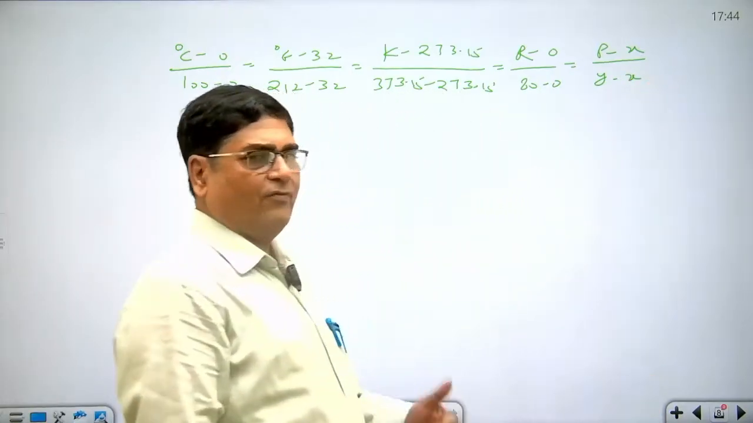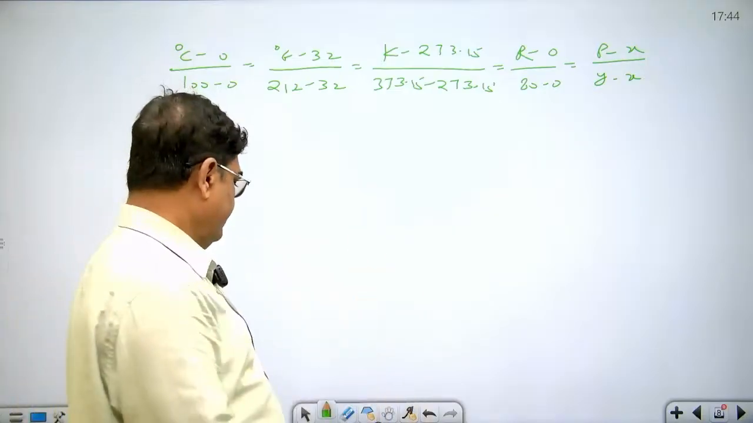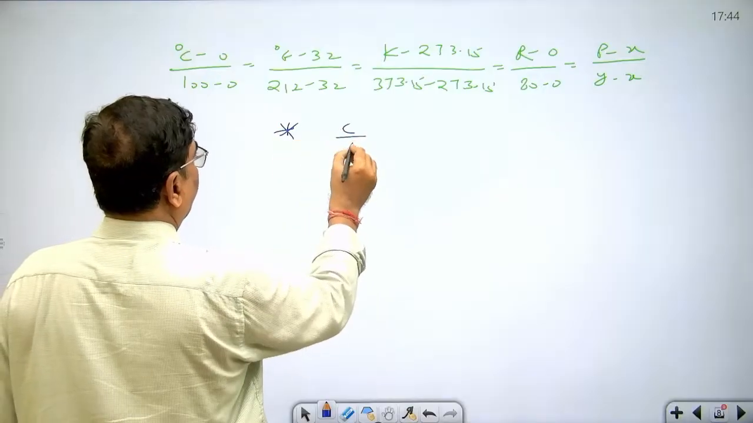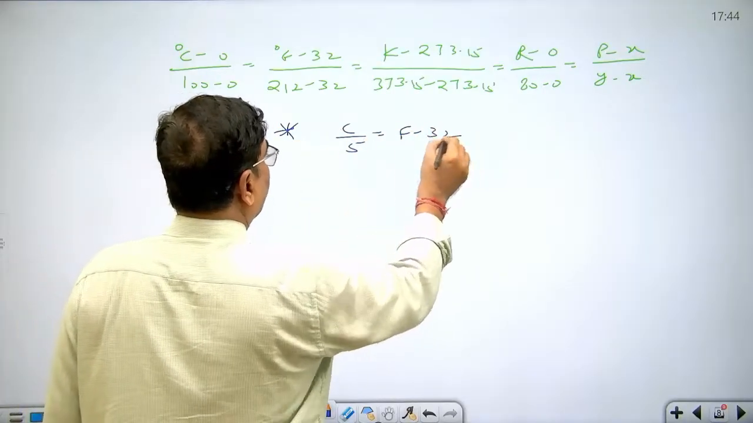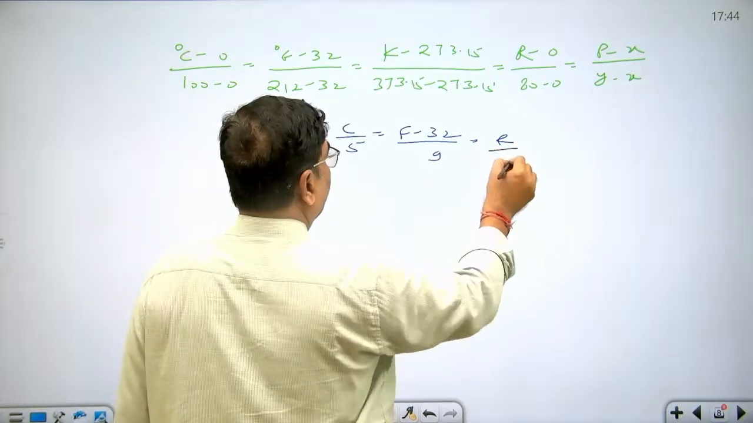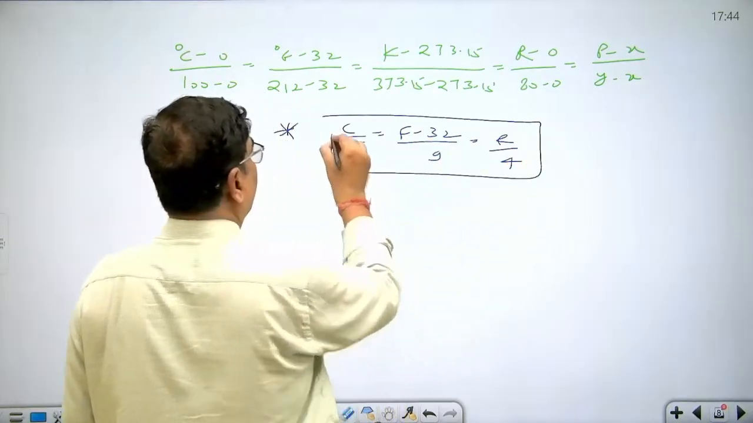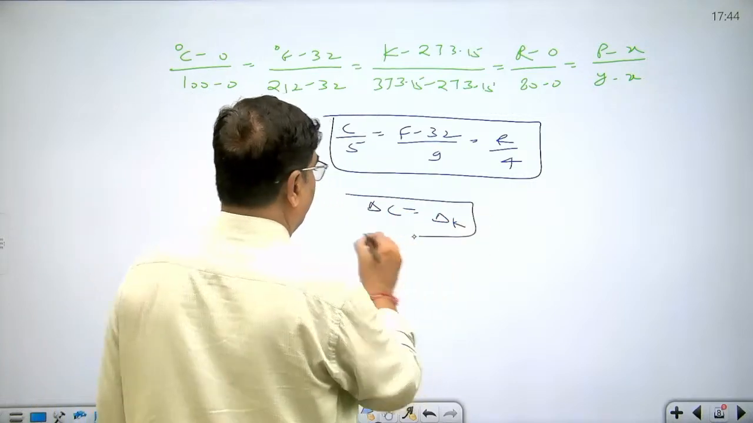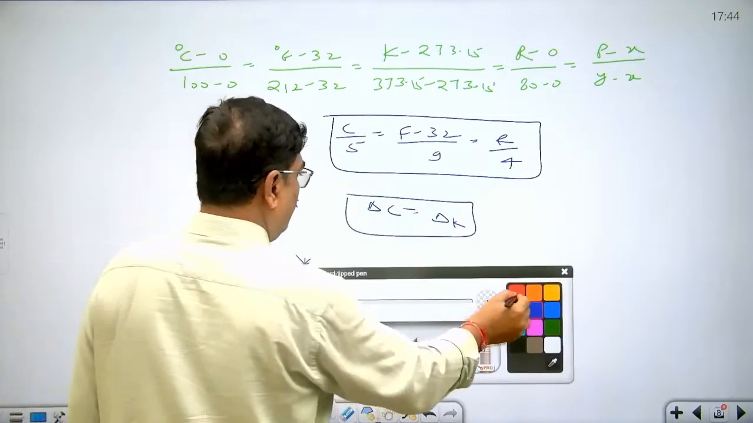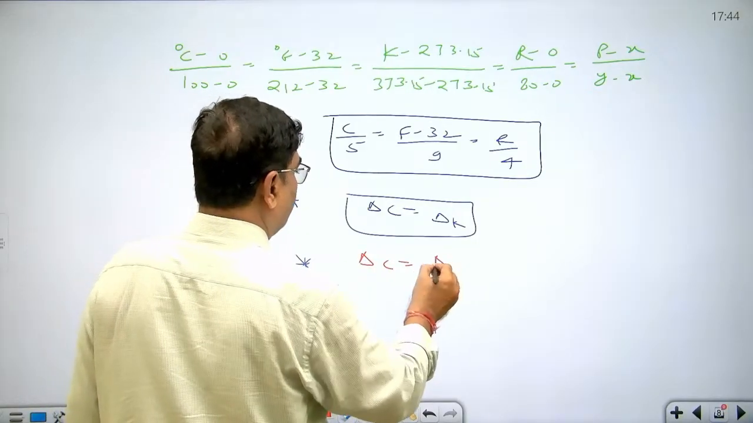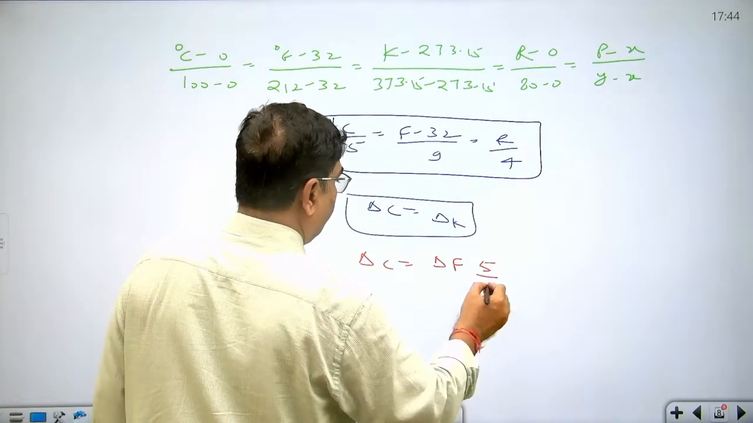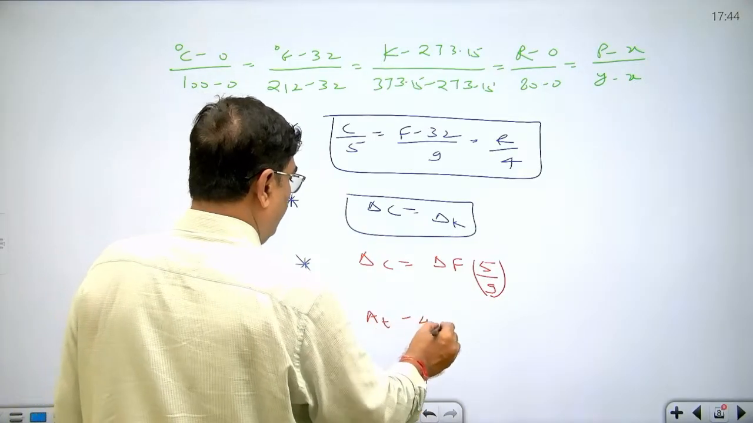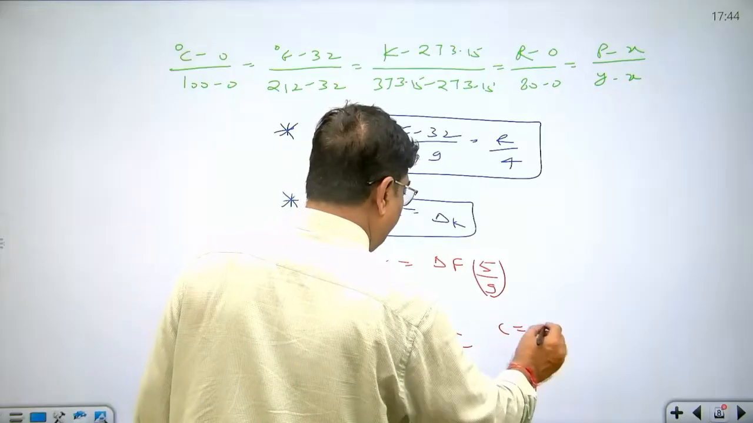So dear student, now we can make suitable relations. There are some important points. C upon 5 equal to F minus 32 upon 9 equal to R upon 4. This is one relation. And now second relation, delta C equal to delta K. Third relation, delta C equal to delta F times 5 by 9. Fourth relation, at minus 40 degrees, Celsius and Fahrenheit are the same.